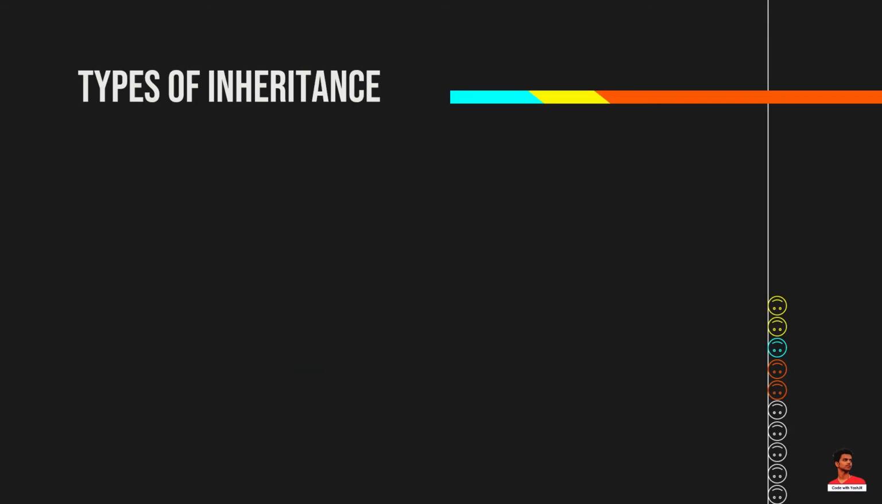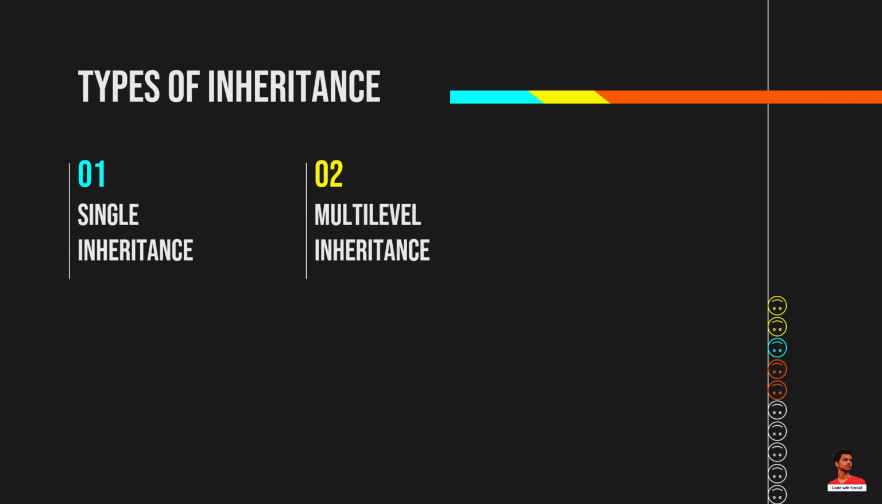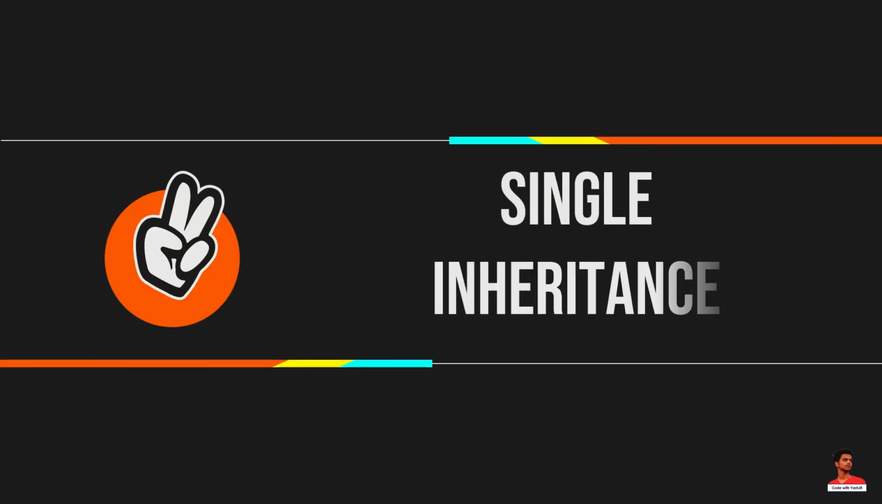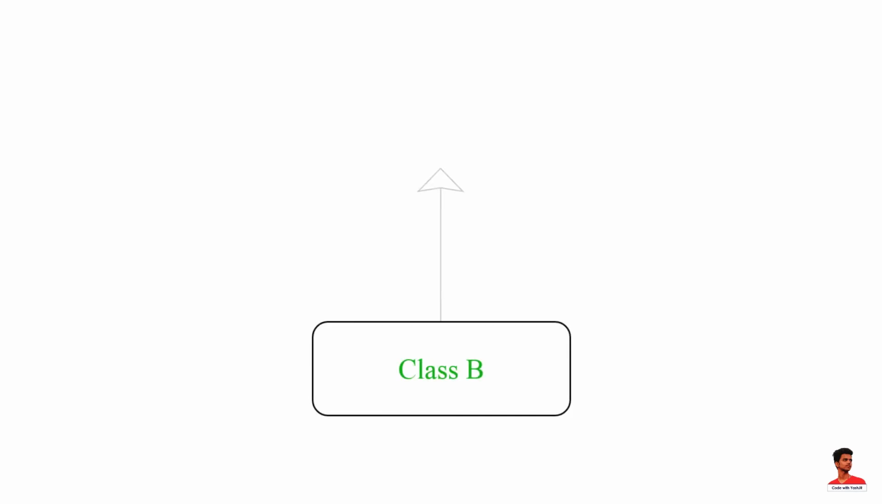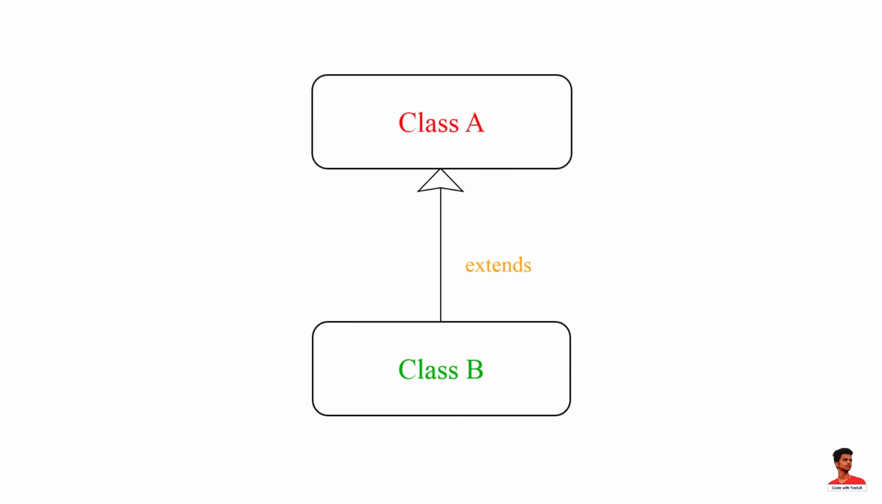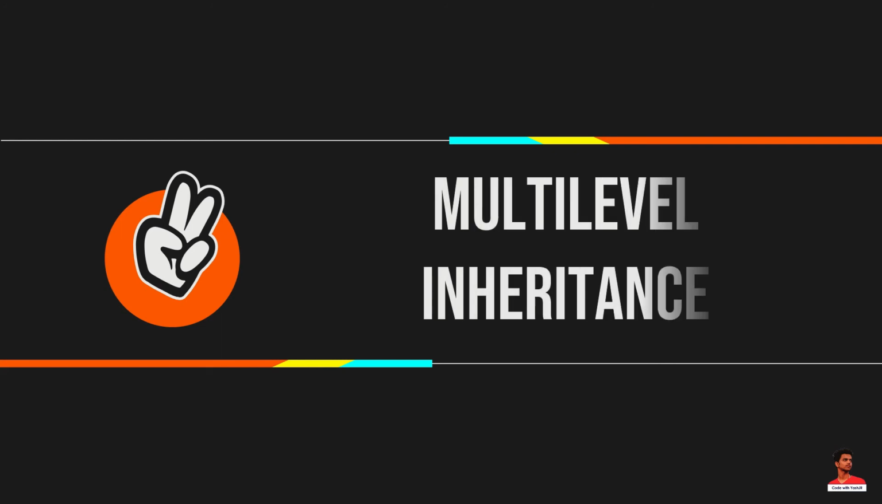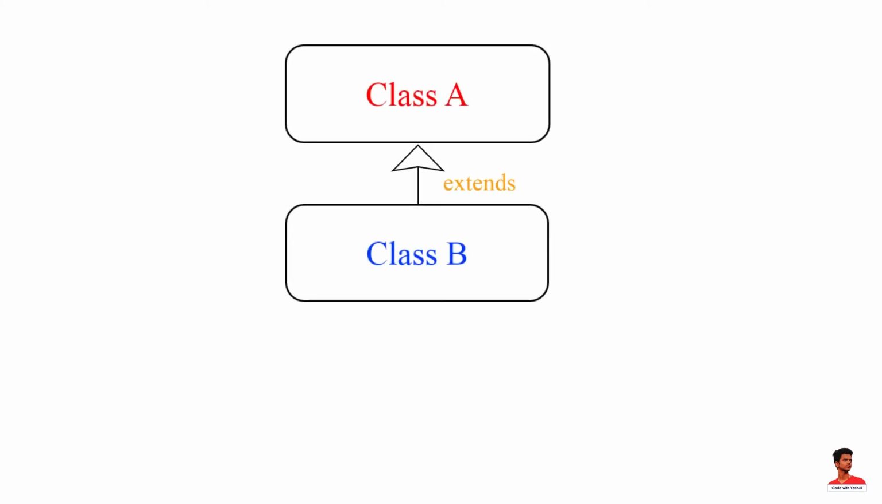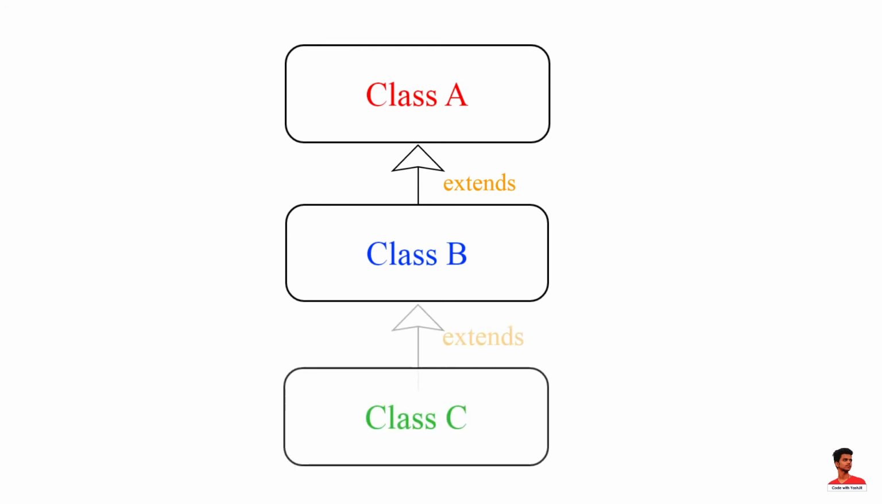There are 5 types of inheritance: single inheritance, multi-level inheritance, hierarchical inheritance, multiple inheritance, and hybrid inheritance. In single inheritance, a single subclass extends from a single superclass. In multi-level inheritance, a subclass extends from a superclass and then the same subclass acts as a superclass for another class.